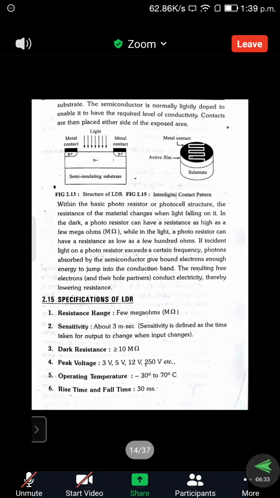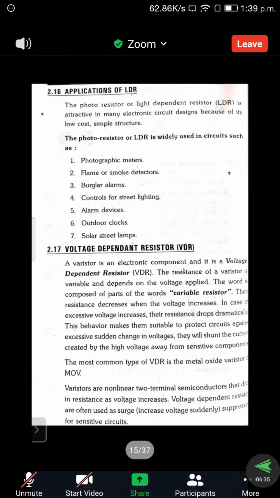Then we discuss the VDRs also. VDR is nothing but a voltage dependent resistor. The value of resistance depends upon the voltage only. If the voltage given is minimum, the value of resistance is maximum. If the value of voltage is maximum, then the value of resistance is minimum. This is the phenomenon we follow for the VDR.